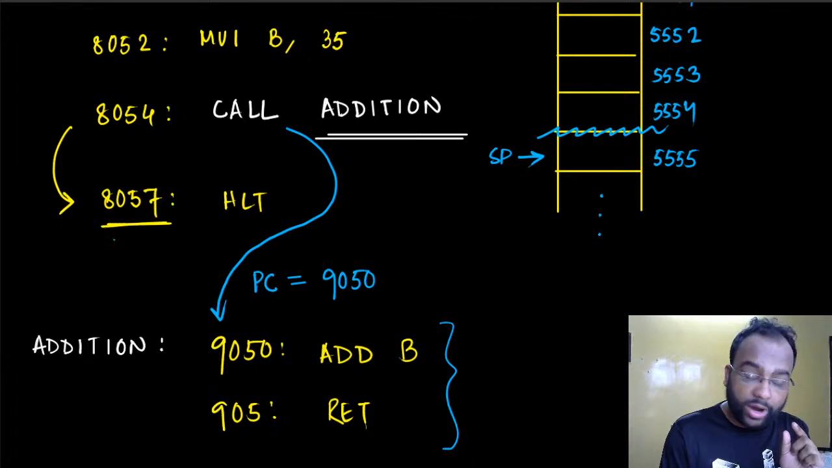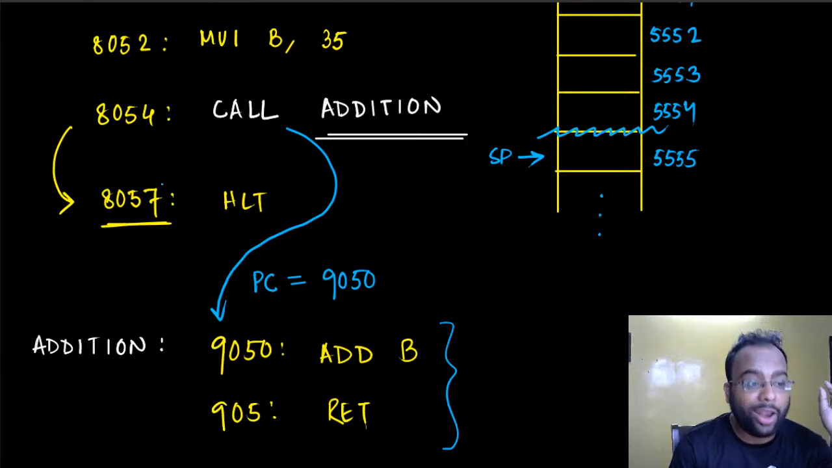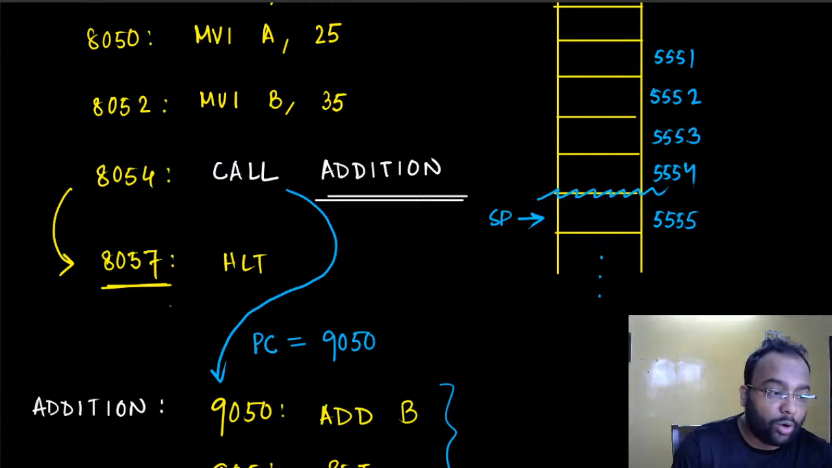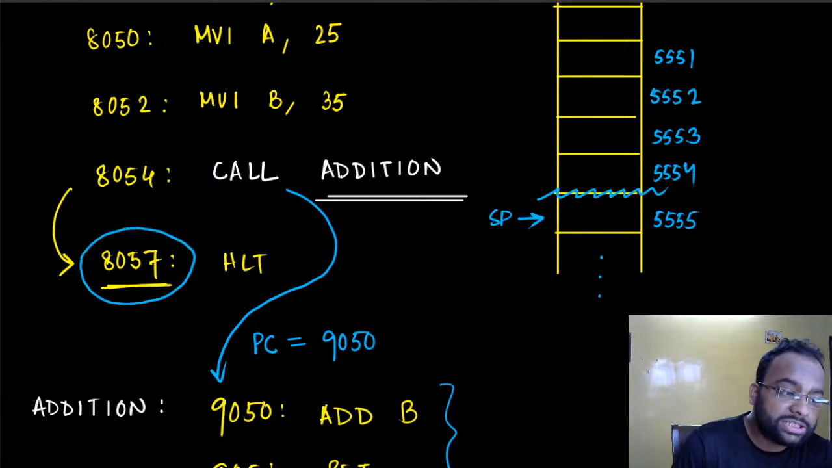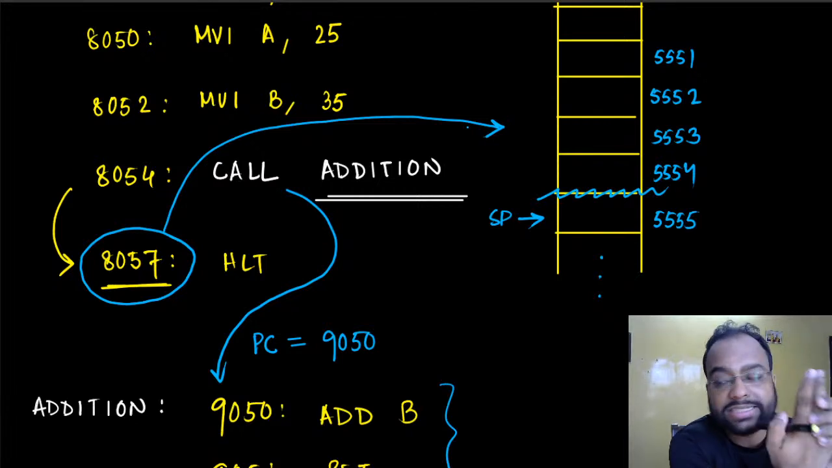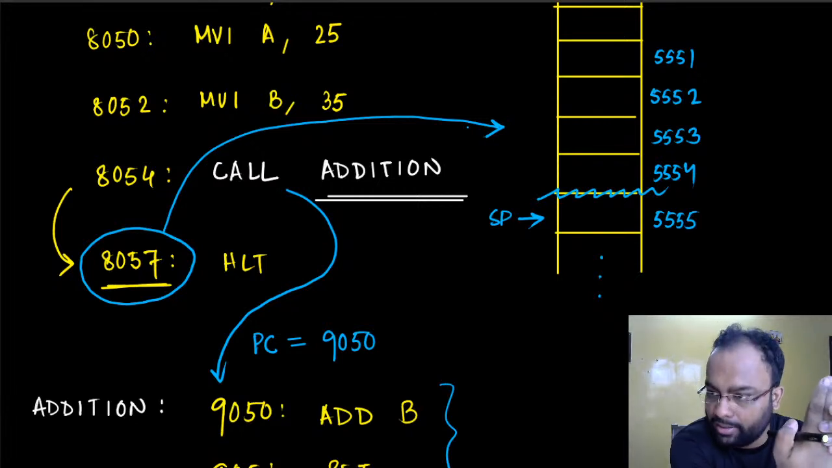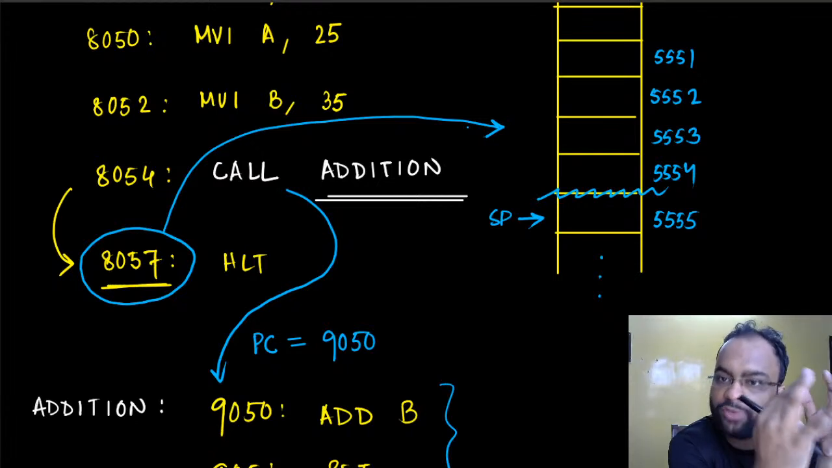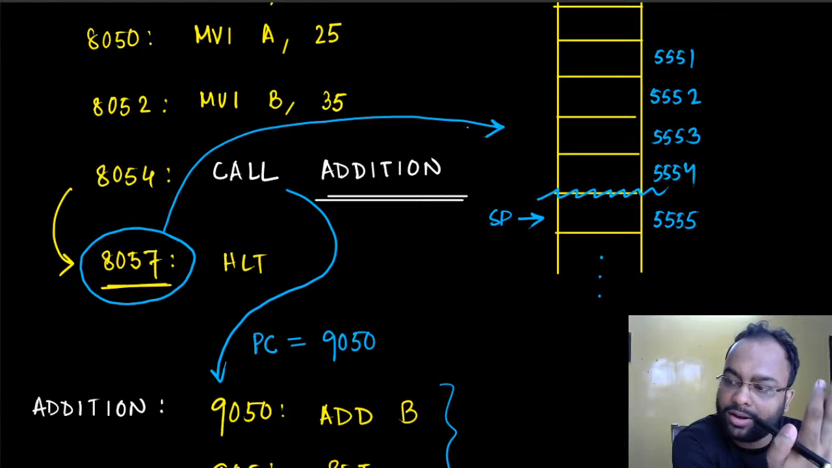So it does something else. In order not to forget this, what does it do? Alongside setting the program counter with this value, it takes this address, which is the address to which the program counter needs to come back, and this address is actually stored into the stack. So call does two things. It first sets the program counter to the desired address of the subroutine. Here the subroutine was at memory location 9050.